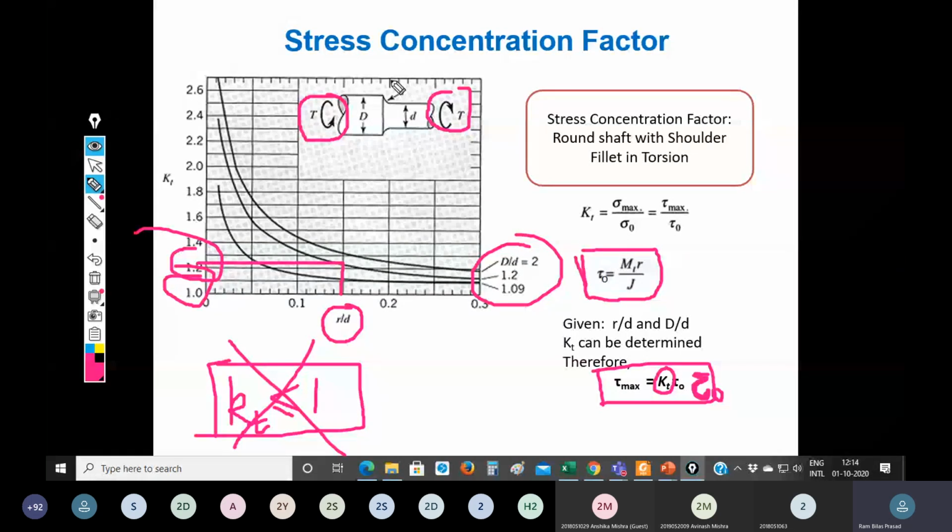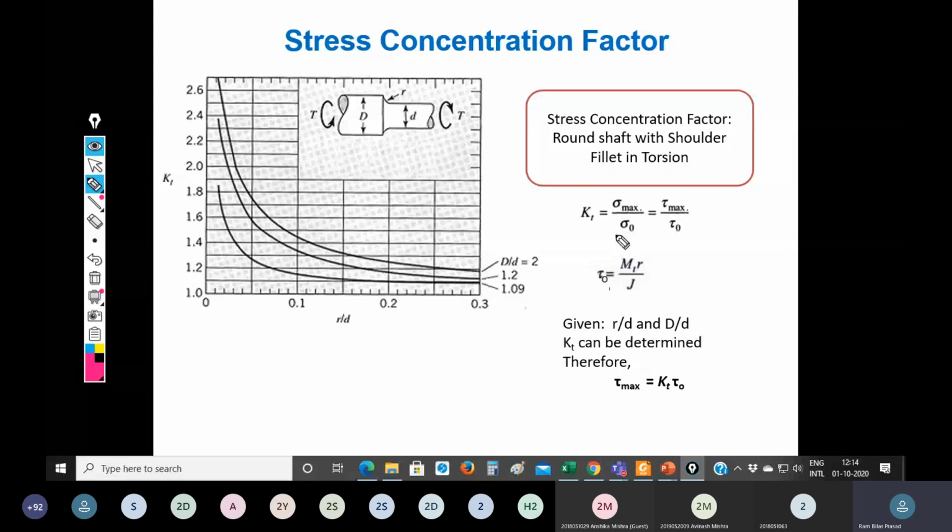Irrespective of the geometry, some people will think that I need to see the graph to find out whether it is less than 1 or not. But it is obvious that it can never be less than 1 for any kind of loading or any kind of geometry. K is represented by obviously capital K. So Kt cannot be less than 1, right?